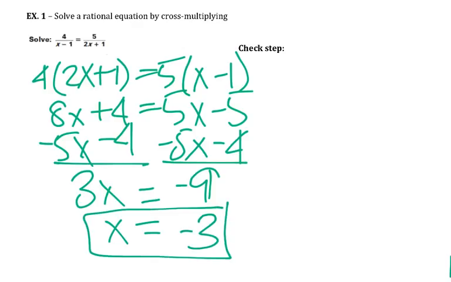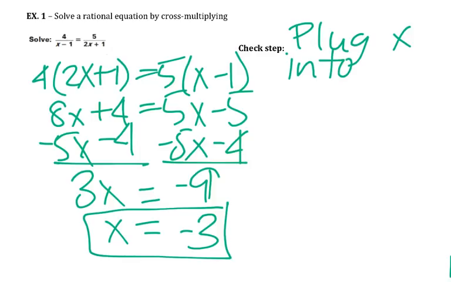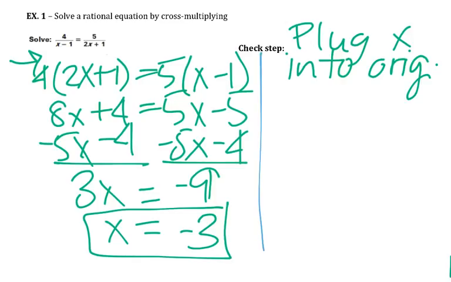Now it's important when we're doing rational equations to do a check step to make sure that our answer works and makes sense. So we can do a check step by plugging x into the original equation. Don't plug it into the cross multiplication, because if you made a mistake in this step and you plug it in, it'll look like it's okay when it really isn't. So let's plug our x value in.